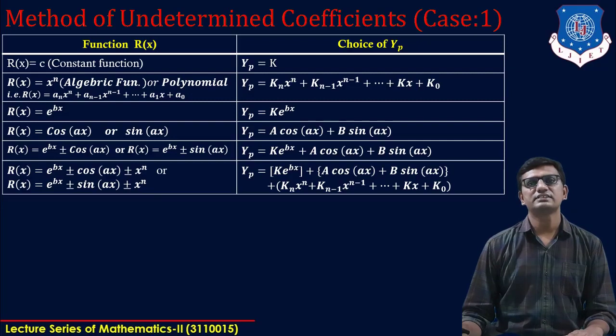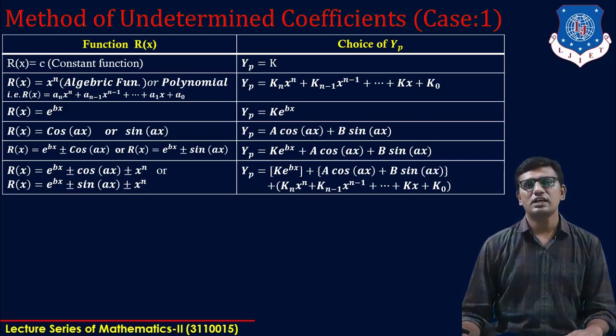Here if R(x) is a linear combination of e^(bx) and cos ax, or a linear combination of e^(bx) and sin ax, in this case the choice of Yp depends on both types of functions, exponential and sine and cos. Therefore our choice is Yp equals k e^(bx) plus a cos ax plus b sin ax. In this case, we apply the linear combination of exponential functions as well as cos and sine.